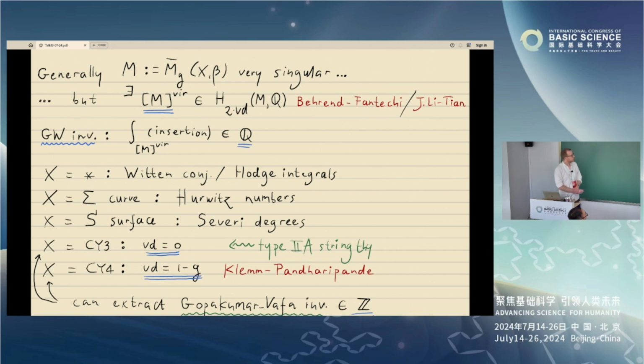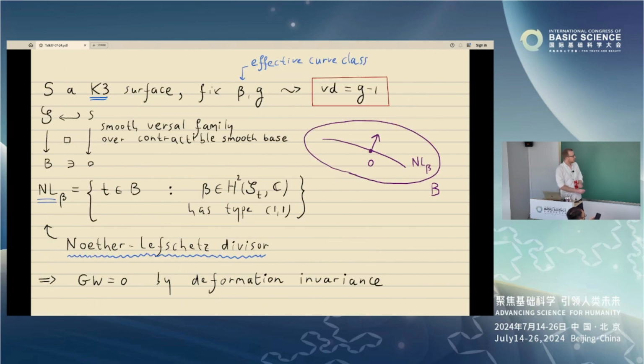Okay, so I want to highlight one special case that will come back in a more complicated form later in the talk. So let us consider the case where we look at the Gromov-Witten invariants of a K3 surface. So we fix a homology class beta and a genus g, so beta is an effective curve class. Then if you calculate the virtual dimension, you'll find g minus 1.